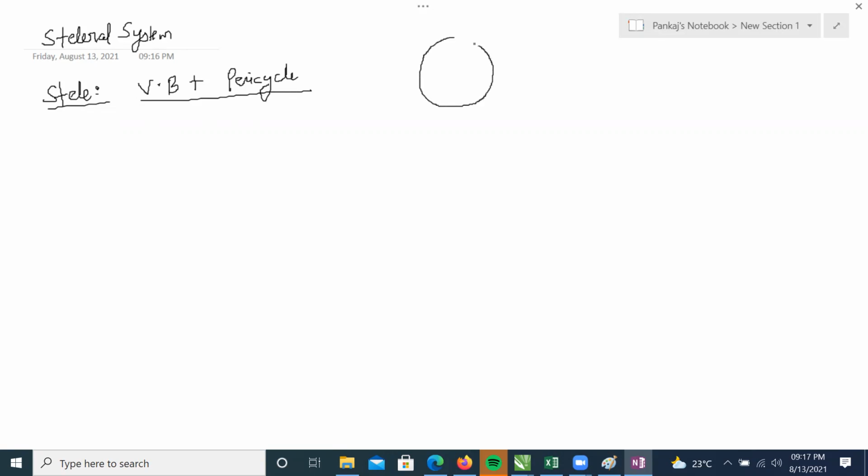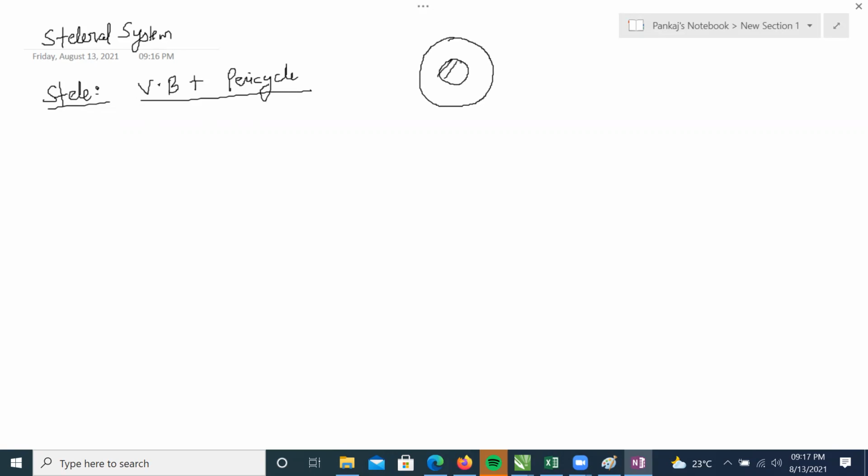So now we will talk about, first of all, the stelar system. What is the meaning of stele? The meaning of stele is that it is a vascular bundle plus pericycle. Okay, that is actually called a stele, right? Just now we have discussed that we can see the vascular bundle of xylem in pteridophytes like this.